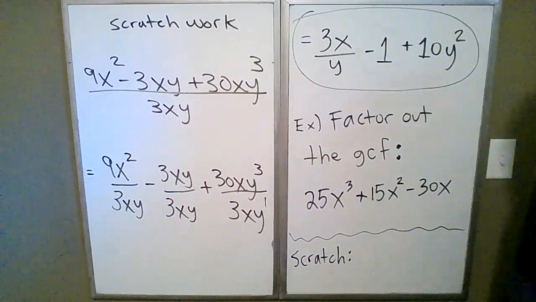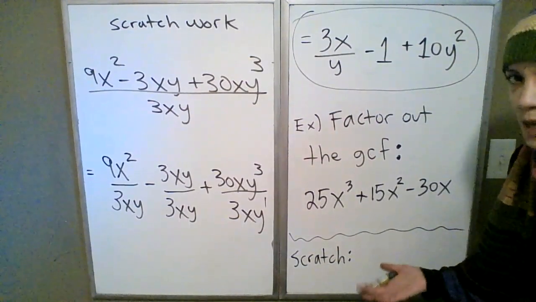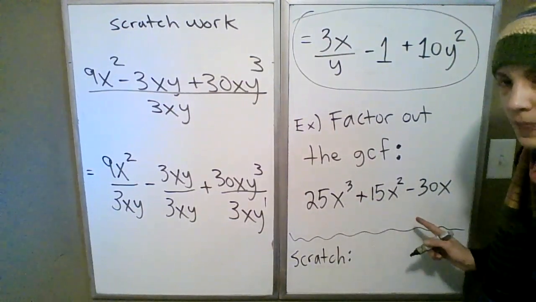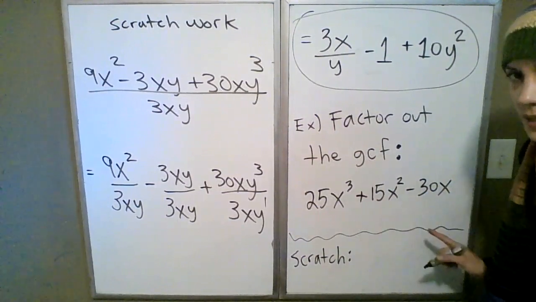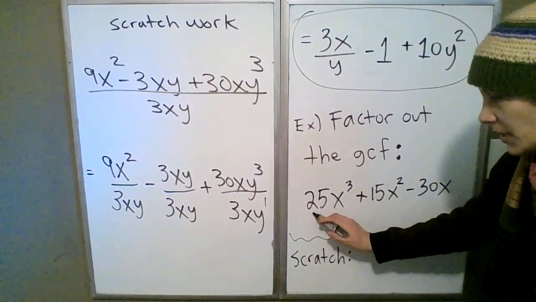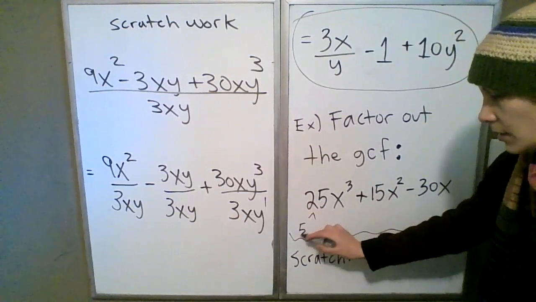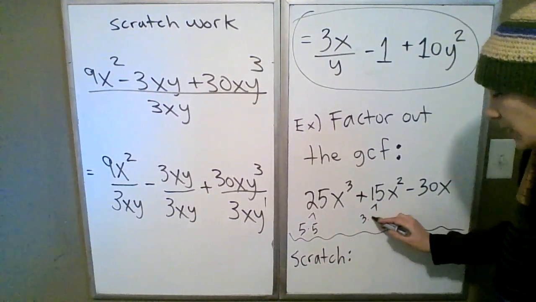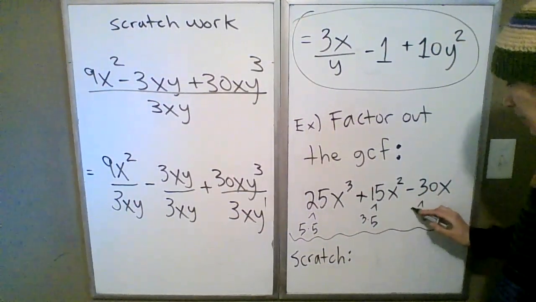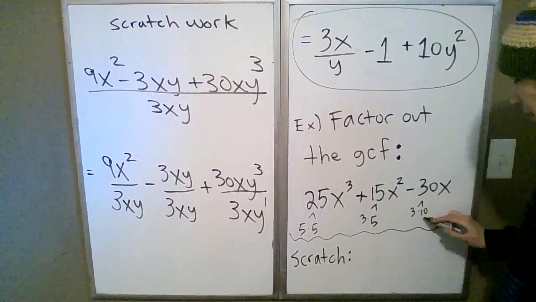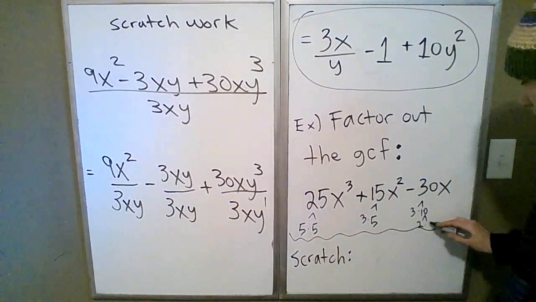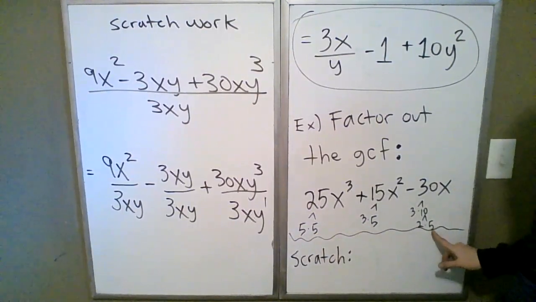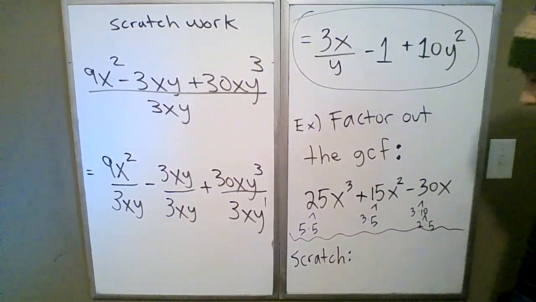Okay, just to get started, I want to find the greatest common factor. So it has to be common to all three terms and able to divide each of the terms. So for the numbers, you just want to kind of factor each one. 25 is 5 times 5. 15 is 3 times 5. 30 is 3 times 10. 10 is 2 times 5. Okay, there's a 5 common to all of the terms. So that's going to be part of the greatest common factor.